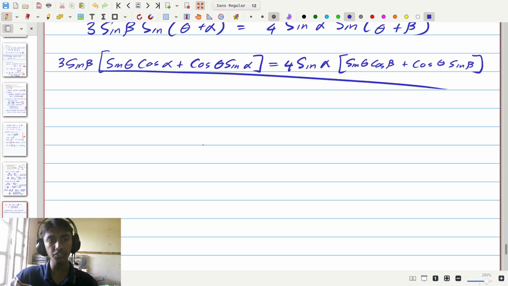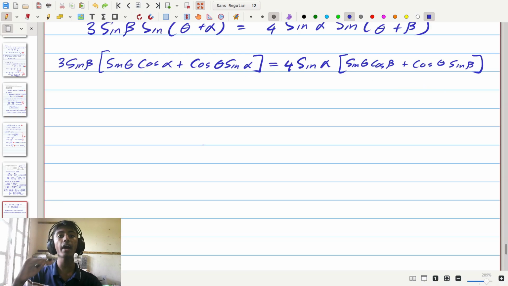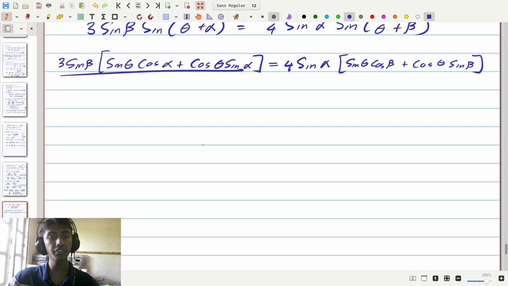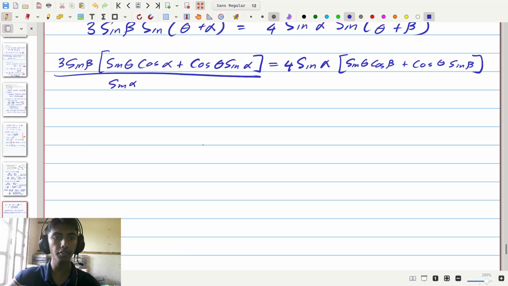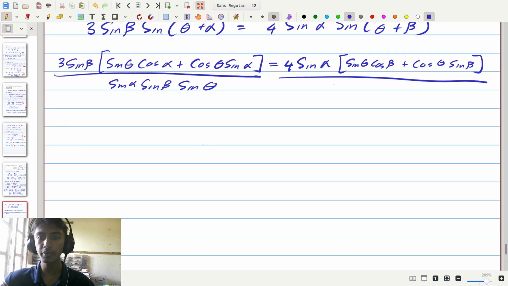What I'm going to do at this step is to simply divide the entire expression by sine of alpha times sine of beta times sine of theta. If I do so, on the left hand side, we're going to get everything divided by all of that. So I'm going to actually write that directly. Divide by sine of alpha times sine of beta times sine of theta. We can do the same thing on the right hand side. We're going to divide by sine of alpha times sine of beta times sine of theta.